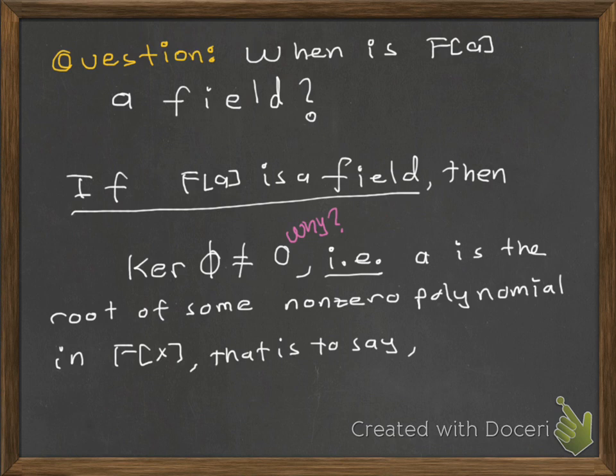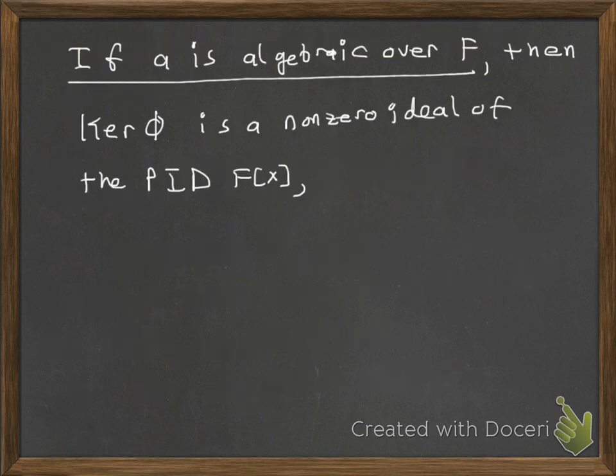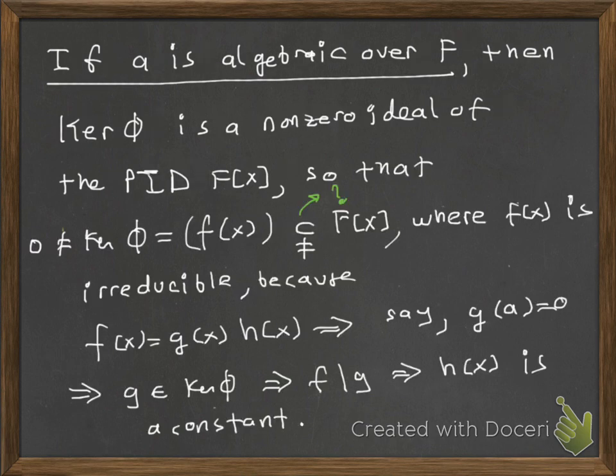What that is equivalent to is that there is a non-zero polynomial in F[x] that has A as one of its roots. In this situation, we say A is algebraic over F. Okay, now let's make that a starting point of the next discussion. Suppose A is algebraic over F. That is equivalent to kernel phi being a non-zero ideal of the PID F[x]. And that means it is generated by a non-zero and non-unit element, say f.